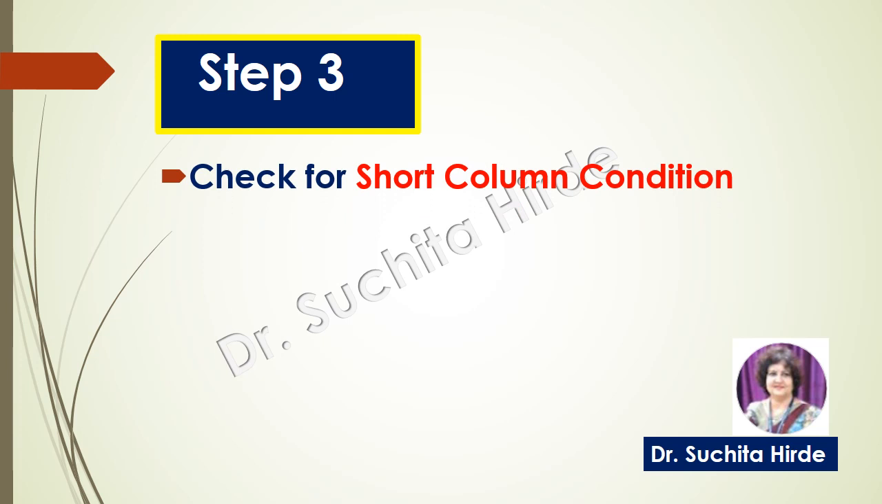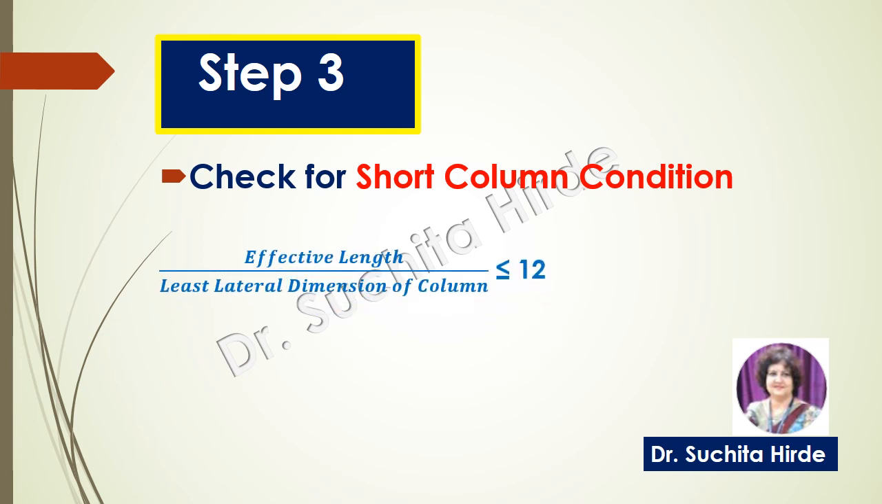Step 3 is to check for short column condition. Because the procedure is different for design of short column and long column. Long column is also called as slender column. So in this, we check slenderness ratio of column, which is effective length upon least lateral dimension of column. Least lateral dimension of column means shorter side of column. So if this ratio effective length to least lateral dimension of column is less than or equal to 12, then it can be designed as short column.